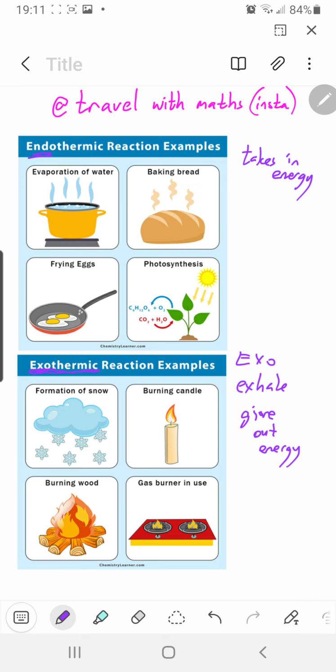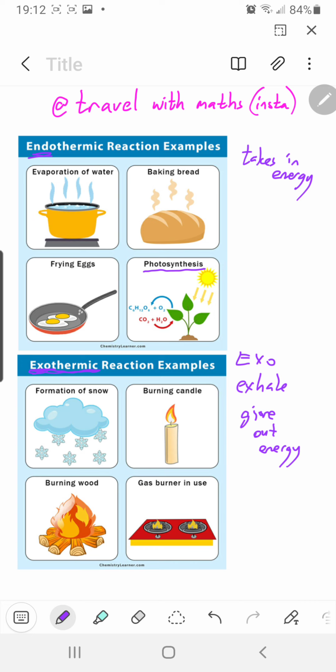Right, now it's good to be familiar with some real life examples, and also some examples in the chemistry context. Right, so real life examples of endothermic are evaporating water, or boiling water. Baking bread, you need heat to cook or bake. So yeah, frying eggs. Now photosynthesis, that's a very good example, because you need sunlight to photosynthesize. Sorry, plants need sunlight to photosynthesize, right? So that's a very good example, must remember this, right?